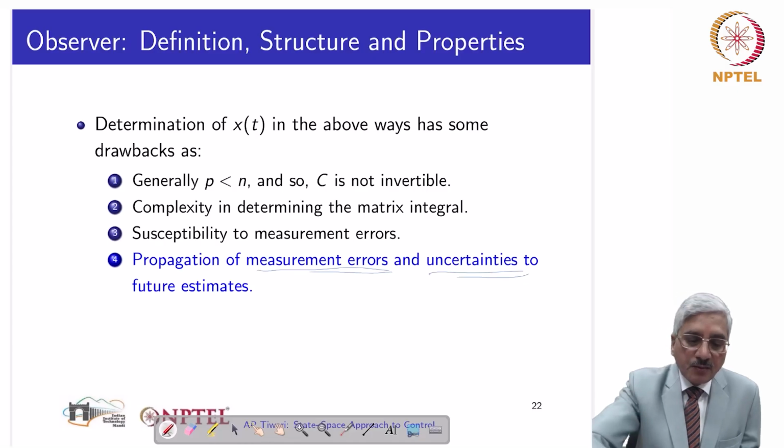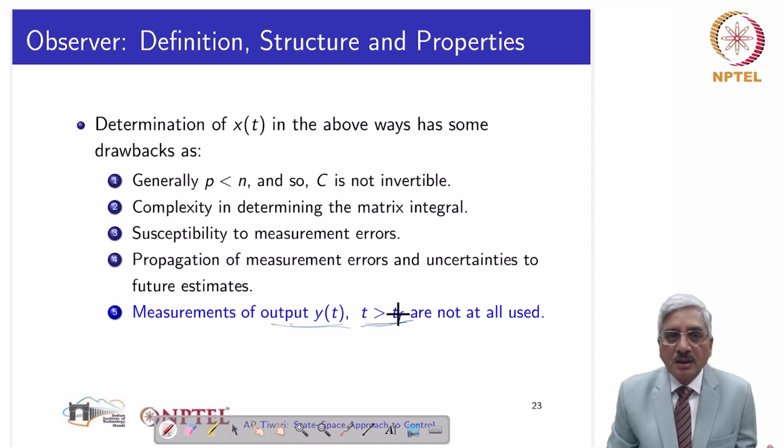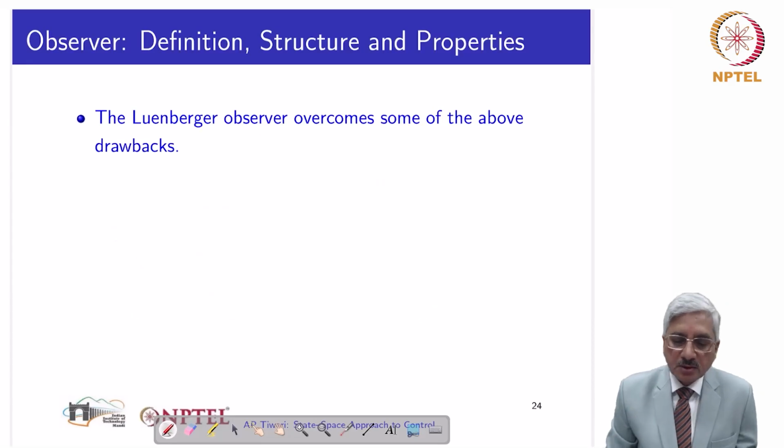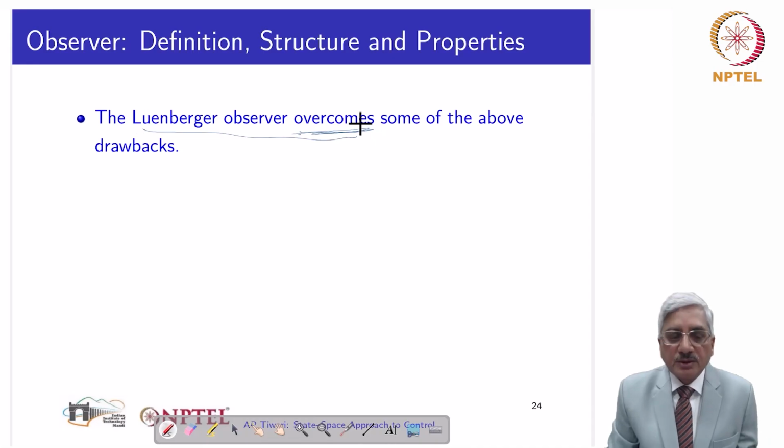And of course, we are not using the output subsequent to that time TF, even though the outputs are available. One should use the outputs. So that is why one will not like to use the determination of state through that solution of state equation and initial condition determined once using the observability Gramian. One would not like to do that. Instead, one would like to use the observer, which overcomes some of those drawbacks which we just now discussed.